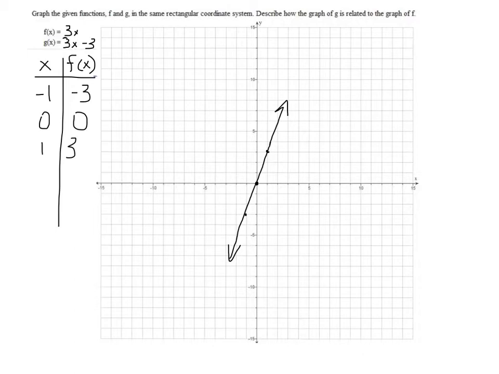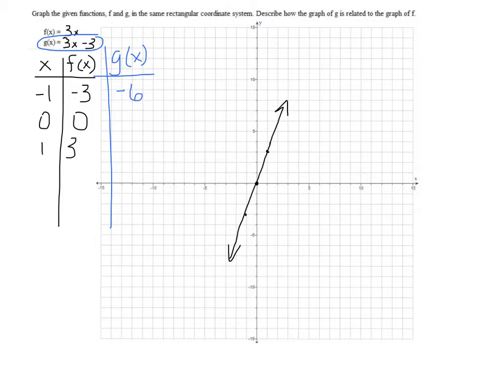Now, if I want to graph g of x, I'm going to go ahead and put another column in here. And I'm going to plug these same x values in to g of x that I plugged in for f of x, because it starts exactly the same way. We have 3 times our x, which is negative 1, so that gives us negative 3, but then we subtract 3 from it, so we get negative 6. So it starts out the same way as f of x, but then we subtract 3 from that.